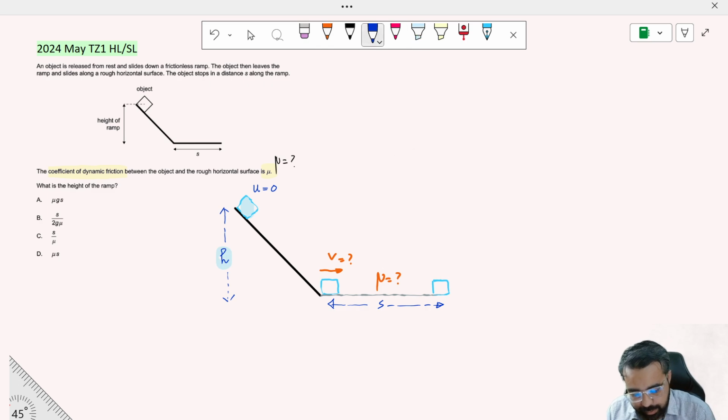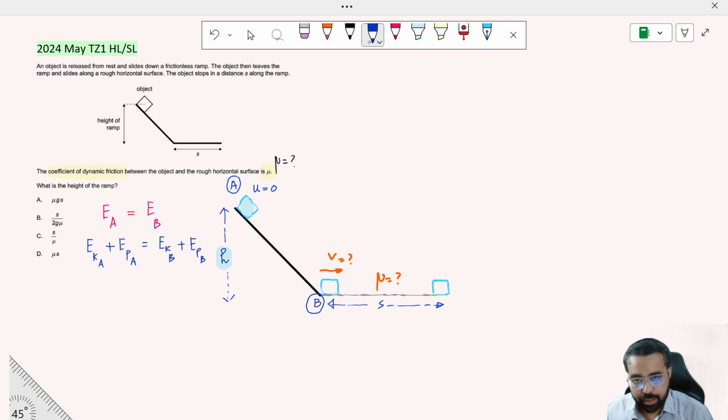So if I say that this is position A, and let's say the bottom is position B, then according to the conservation of energy, if no energy is lost because this surface is frictionless, the total energy at A must be equal to the total energy at B. Now, what are the possible forms of energy that this object may have? Of course, the kinetic energy at A plus the potential energy at A is equal to the kinetic energy at B plus the potential energy at B.